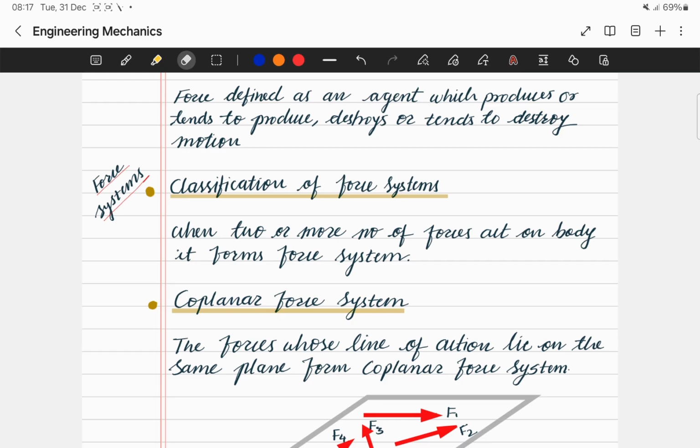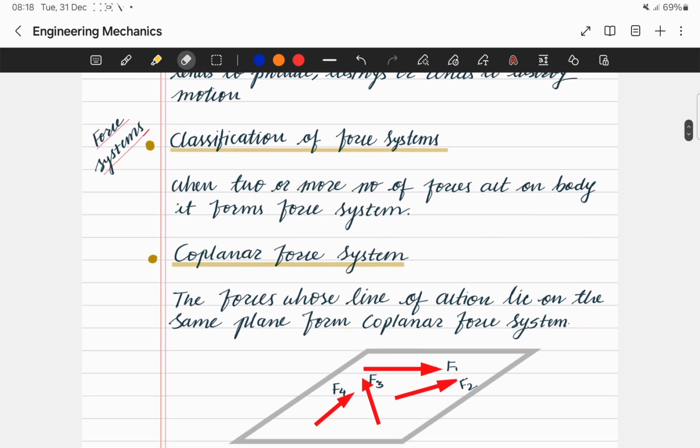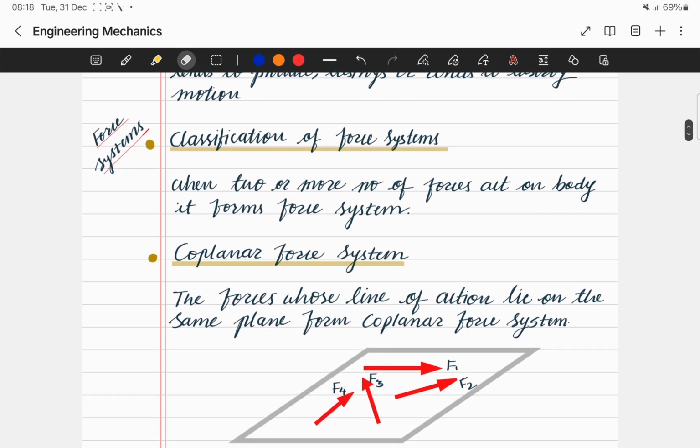If an object has a number of forces acting on it, in different planes and in different directions, as there are a number of forces, it forms a force system. Okay, so the force system has to be classified. When two or more forces are acting on a body, it forms a force system.